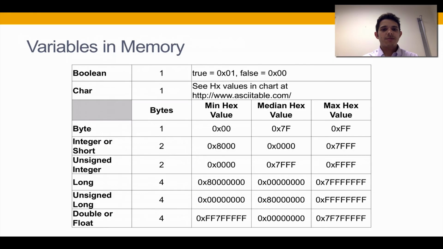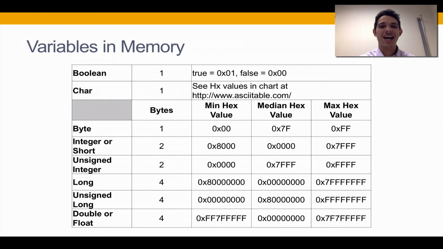All right. Now let me talk about variables in memory. As we discussed before, we have different types of variables: Boolean, characters, bytes, integers, unsigned integers, and so forth. You can see here how many bytes of memory they take, and you can also see the min, median, and max hex values, which correspond to the amount of bytes that it takes to store this data. So be conscious in your projects of how you store your data.